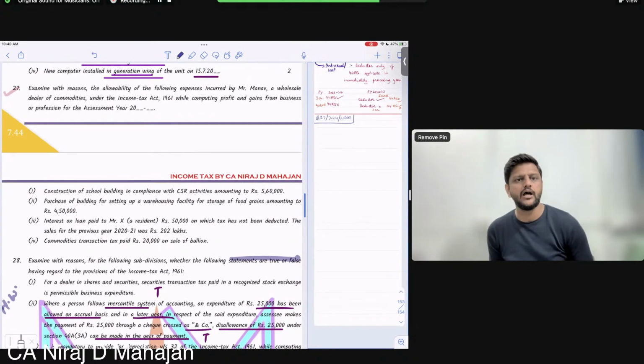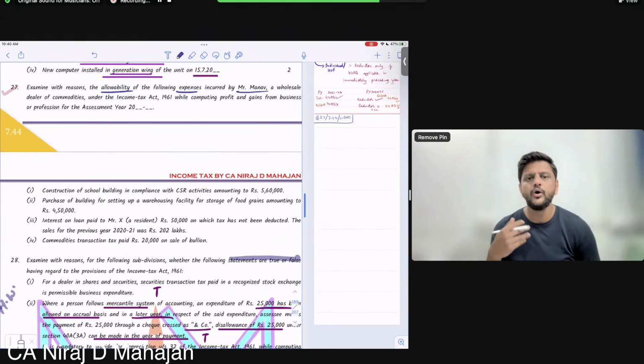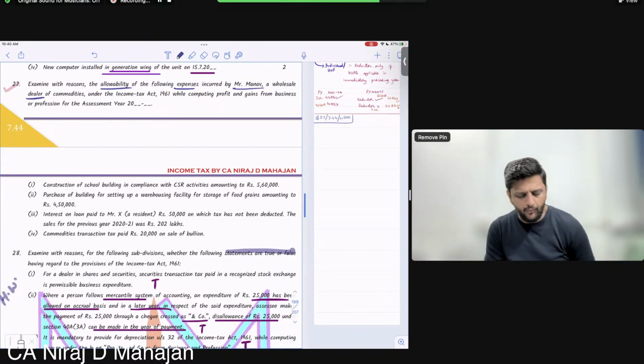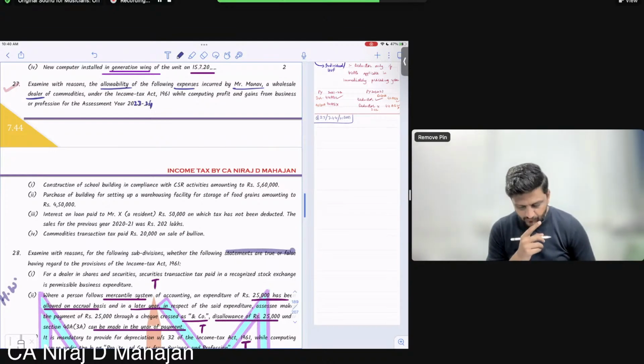Examine with reasons the allowability of the following expenses incurred by Mr. Manav. First of all, an individual, a wholesale dealer of commodities, earning PGBP income for AY 23-24. Construction of school building in compliance with CSR activities amounting to rupees 5,60,000.